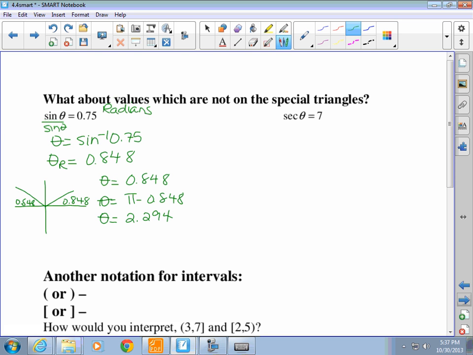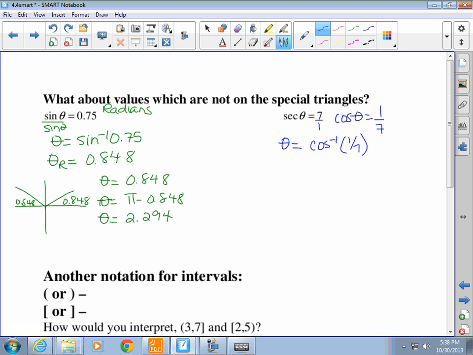Okay, secant theta is equal to 7. Well, secant is a reciprocal function. Secant is the reciprocal of cos. So this is 7 over 1, so that means my cos of theta would be 1 over 7. So to find out what theta is equal to, I put theta is equal to cos inverse. And make sure when you're doing this on your calculator, you do 1 divided by 7 in brackets. Otherwise, it'll do inverse cos of 1, and then divide your answer by 7.